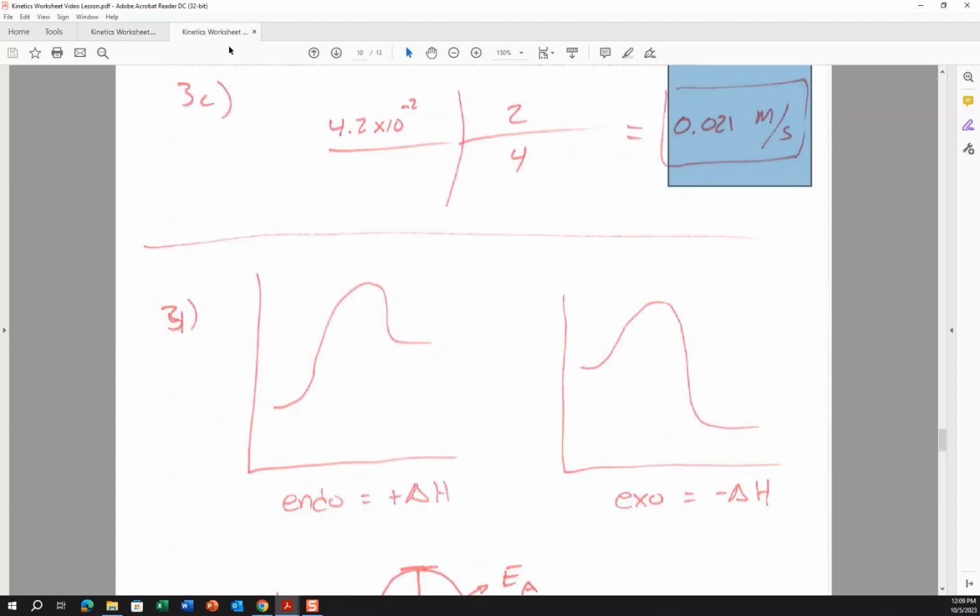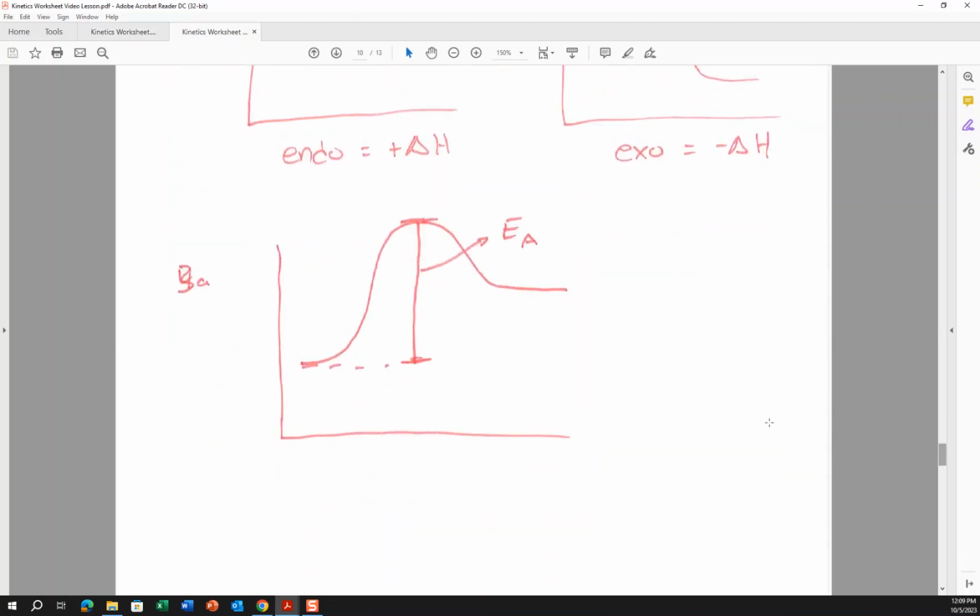Okay. So the first thing is label the activation energy. The activation energy is the energy from the reactants to the top of the hill. So that right there would be the activation energy of the reaction, and the symbol for that is Ea, E activation. The energy of activation.